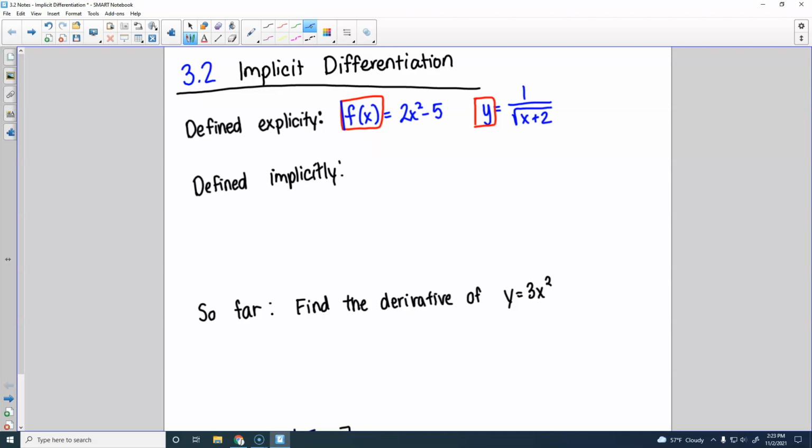Now, in this class, we've pretty much only dealt with explicitly defined functions so far. But you have seen some implicitly defined functions in pre-calc.